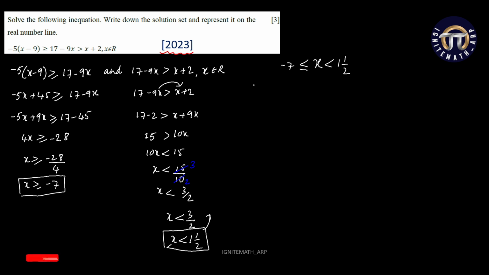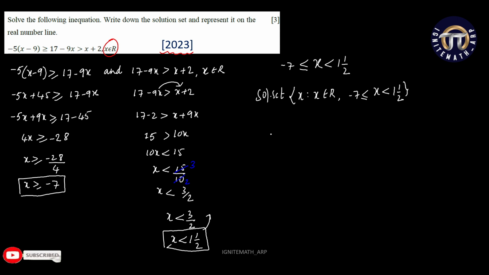So now I should write the solution set. Solution set, you need to understand, the replacement set is the set of real numbers. So the solution set should be written in the rule form. So I'll write x such that x belongs to the set of real numbers, and x is smaller than 3 by 2, and greater than or equal to -7.